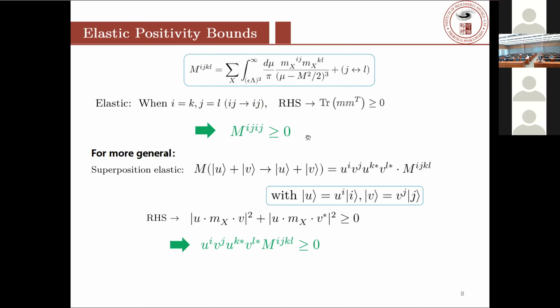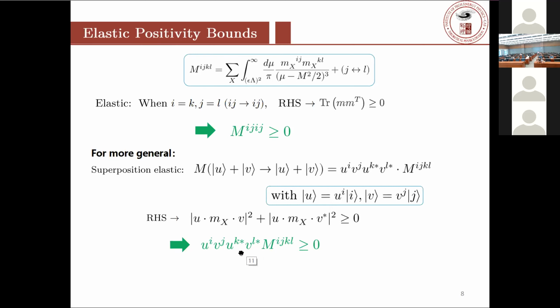But if we consider a more general case, the scattering becomes UV to UV. We define U and V to be superpositions of the elementary particles. So this process becomes the elastic scattering between two superposition states. Again, we can see the right-hand side is a positive quantity, and then we can get a general form of the elastic bounds. However, we know that these bounds are not optimal. They are not the best bounds that we can get.